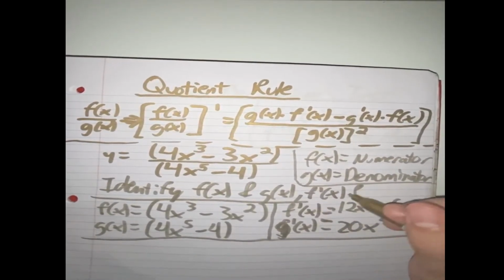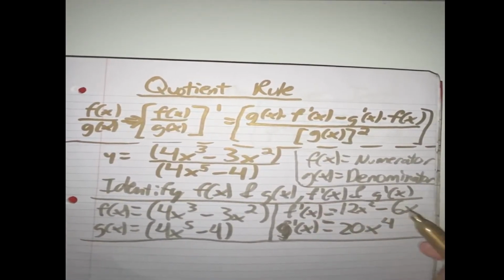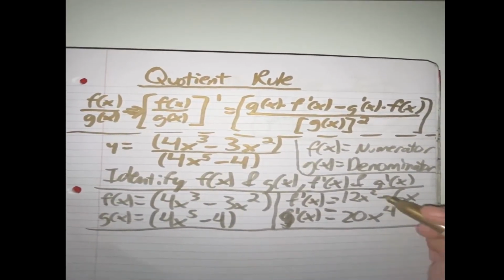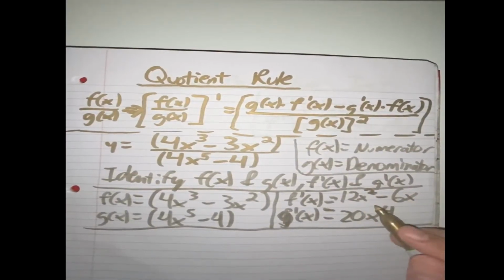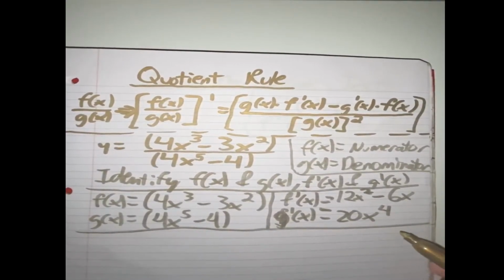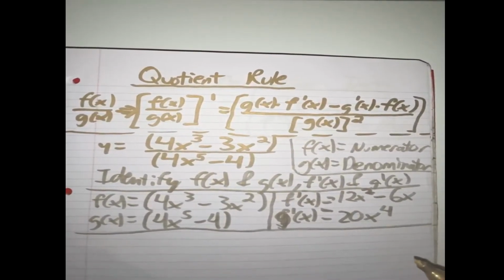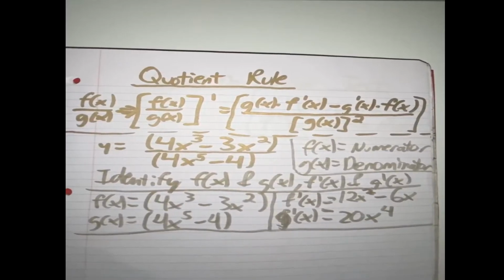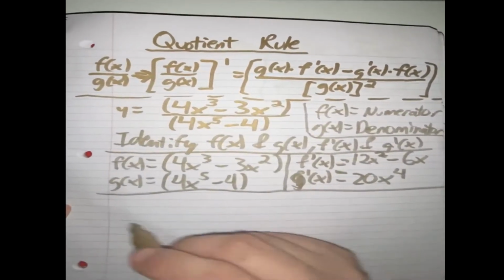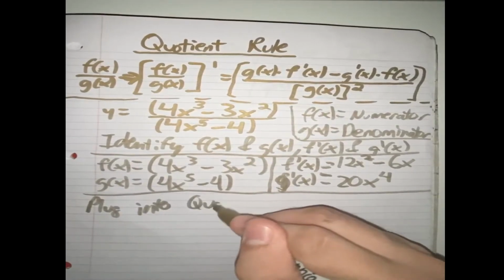So after we identify f of x and g of x, the next step would be to identify f prime of x and g prime of x. In doing so, we get these terms, f prime of x and g prime of x. So then the next step, once we have f of x, g of x, f prime of x and g prime of x, would be to plug it all into the quotient rule. So the quotient rule up here, I'm going to rewrite it down here. So we're going to plug into the quotient rule.